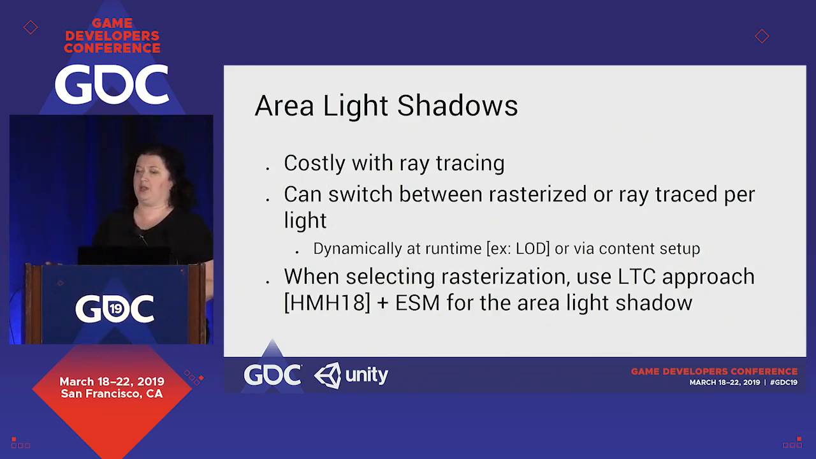Next, area light shadows. Of course, they're quite intensive to evaluate. We can switch between rasterized implementation of area lights or between ray trace per light. We also can do this dynamically, so we allow a lot of control based on LOD or based on artist preference. In future, we'll also experiment with importance-driven techniques to see if we can do this in a more automatic manner. When selecting rasterization, we use Eric Heitz's linear transform cosine approach plus exponential shadow maps for area lights. And you want to make sure that you use a combination like I've described before to combine it in a safe manner.